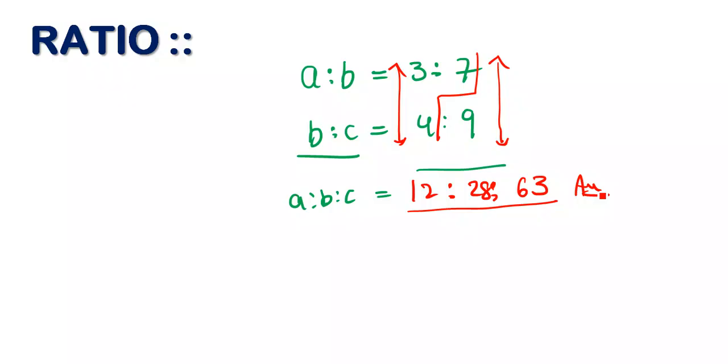So the next point is very important: proportion. For example, A is to B is equal to C is to D. Proportion means two ratios are equal. A is to B is one ratio, C is to D is another ratio. Two ratios being equal is called the proportion.